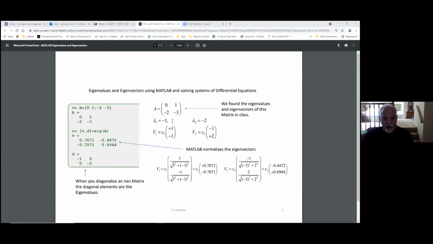So this is what we found yesterday. We found this is one of the eigenvalues, right? This is the problem that I had you do, and then I did it, right? And then this was the other eigenvalue, and then these were the two eigenvectors. And keep in mind that the eigenvectors are not unique, right?